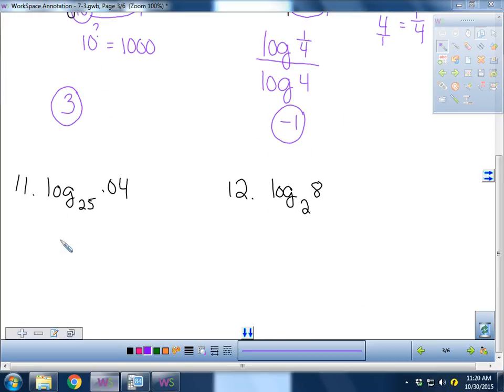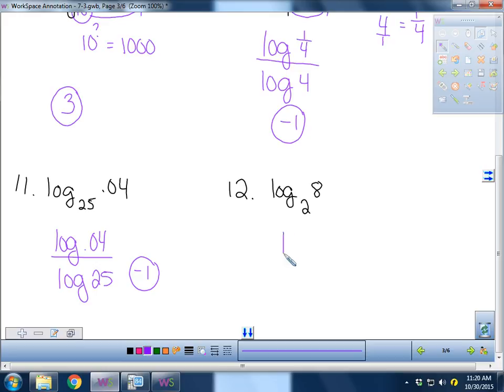If I change this to base 10, this would be log of 0.04 divided by log of 25. Or I could plug it in exactly like this. I do want to see this, though, if you're working it out for homework, so make sure you put that in. This is also going to give me a -1. So that would be like 25 to the -1 equals 0.04.